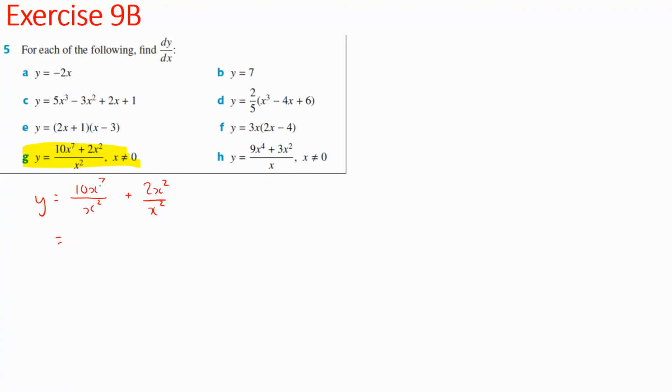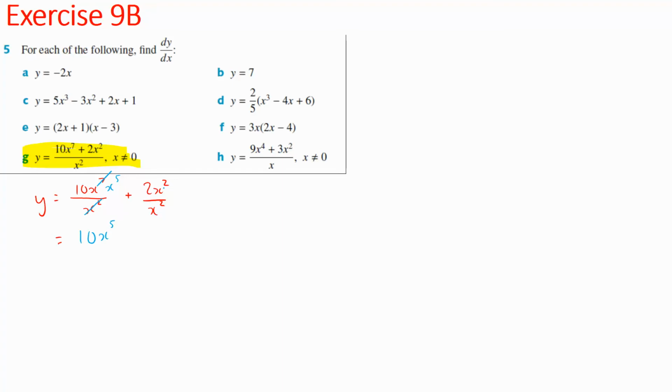X to the power of 7 divided by x squared. If you've forgotten your exponentials, year 8, year 9 maths here, you've got x to the power of 7 take away 2. Or you can think about it as, if you've got x times x times x 7 times, and you've got x times x at the bottom, you divide them, 2 of them will be missing, so you've got x to the power of 5 left over. So these two will cancel out, and you'll be left with x to the power of 5. So this now gives you 10x to the power of 5.